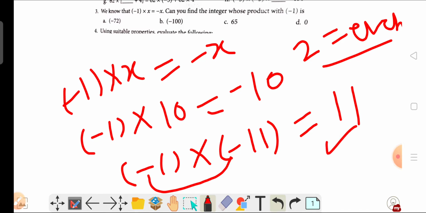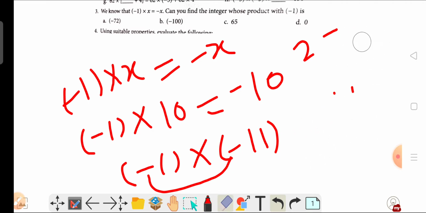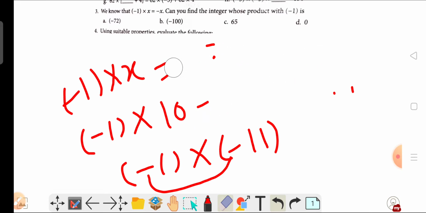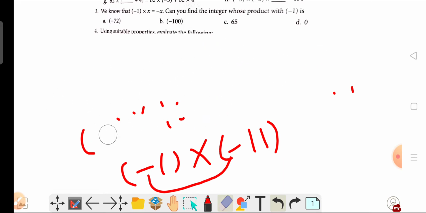Okay. Now in this question, what you have to find? We have to find the value of x such that whenever multiplied by minus, it will become minus of x. It means beta, in this question we are given minus x and we have to find the value of x. Okay. So look at here. The value of minus x in the a part is minus 72.